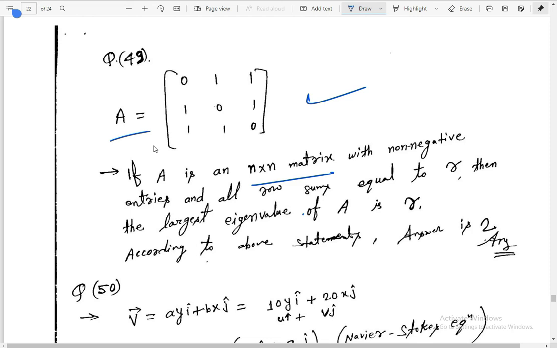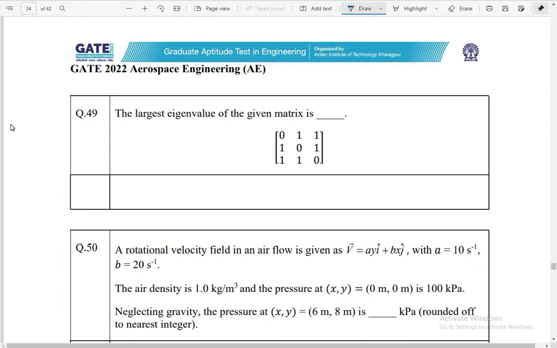It means if we sum this row, 0 plus 1 plus 1 is equal to 2. If we sum this one, it will be 2. If we add this one, it will be 2. So all are the same, just call it R. All row sums are equal to 2, so the largest eigenvalue of A must be R, that is 2. According to the above statements, the answer is A, the eigenvalue is 2.